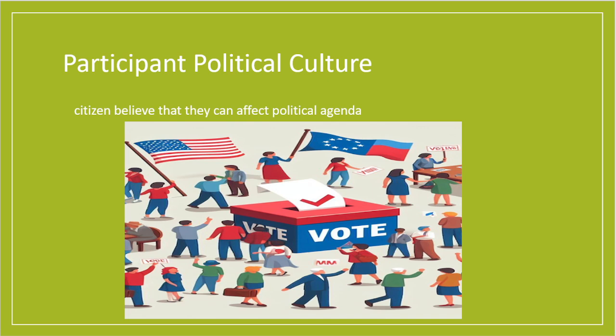Through their collective actions and advocacy, they were able to influence the political agenda, leading to significant legislative changes such as the Civil Rights Act of 1964 and the Voting Rights Act of 1965. The civil rights movement is a powerful example of participant culture where ordinary citizens believed in their ability to effect change and took action to address injustices in society. Now, in the next discussion, we will be looking at agents of political socialization.